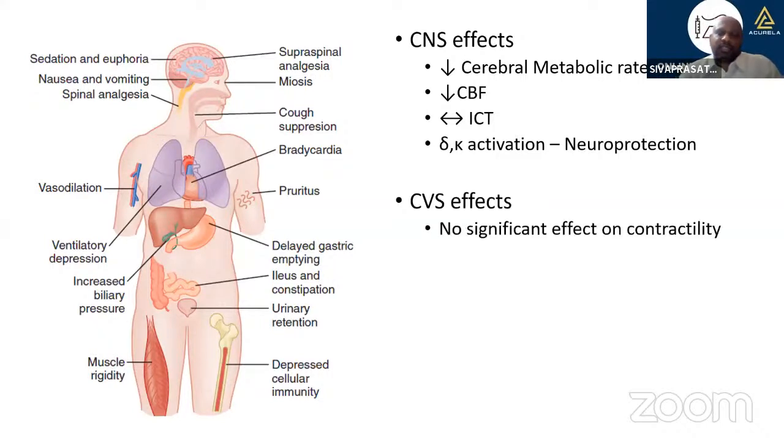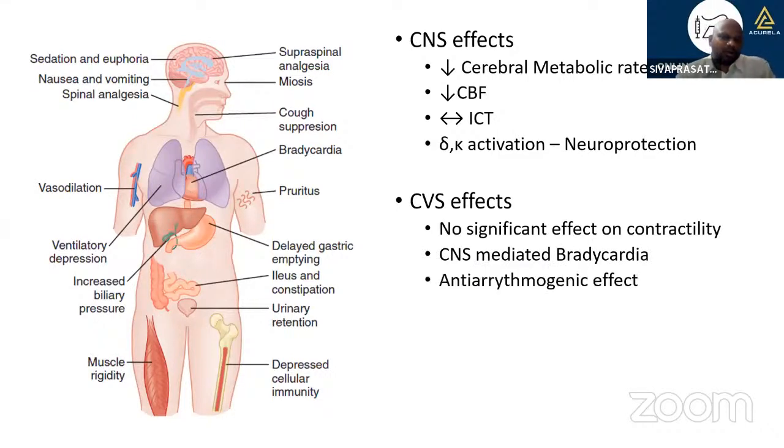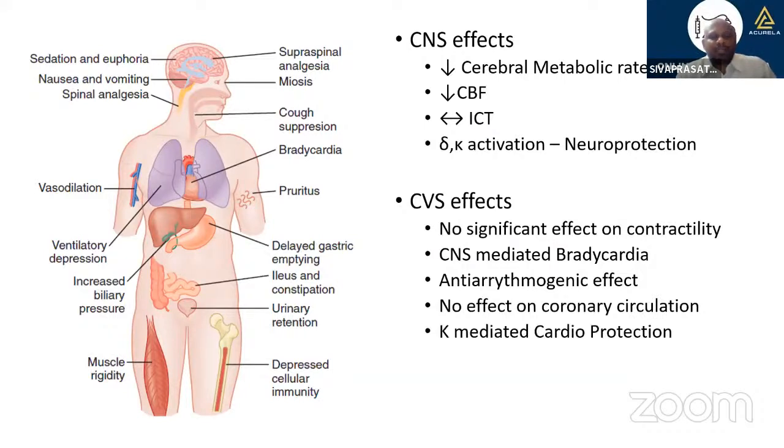Coming to CVS effects, there's no significant effect on contractility. This is the basis for using high-dose opioid anesthesia in cardiac anesthesia in the previous years. Now it is not used. Sometimes, because of the reduction in the CNS output, it can also produce bradycardia. But all opioids have some amount of anti-arrhythmogenic effect. And it has no coronary circulation effect. There's no steal phenomenon in any of the opiates we're using. So it is very safe to use in all cardiac patients. And like we saw in neuroprotection, kappa-mediated cardioprotection is also there. They have some amount of preconditioning and postconditioning effects.